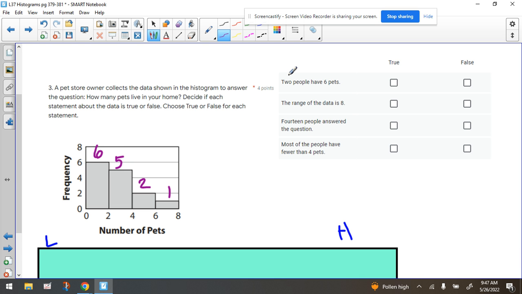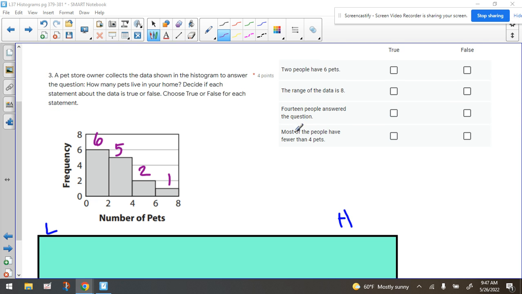The first part of this, 2 people have 6 pets. Now, before we can analyze whether or not that's true or false, first I want to remind you that this is not a bar graph. The data that's in each one of these bars, recall, would be in a range. So these 6 folks could have been all zeros. They could have been a 1. They could have been a 2. Now, in this bar, all 5 of these people could have been a 3.